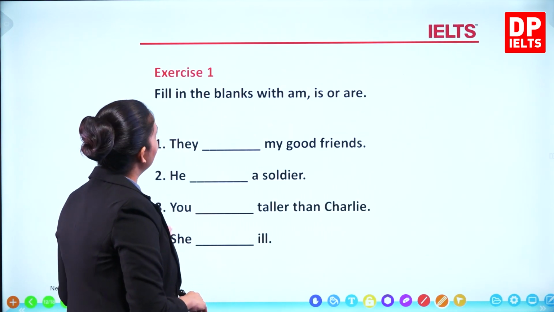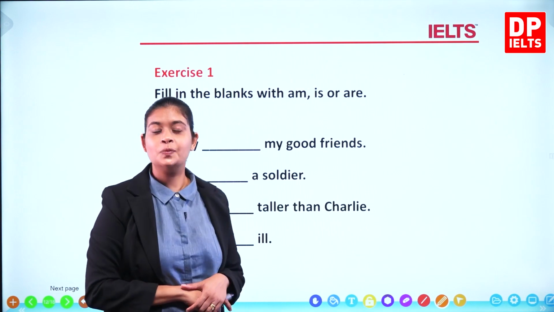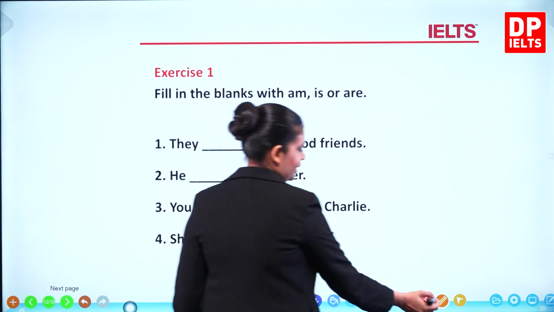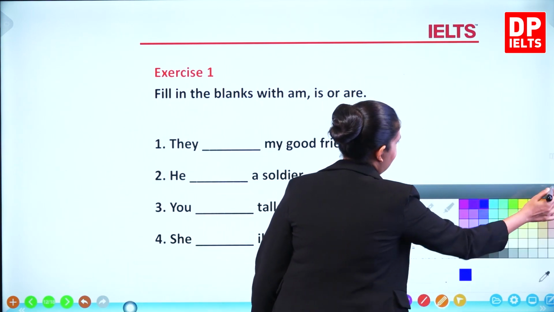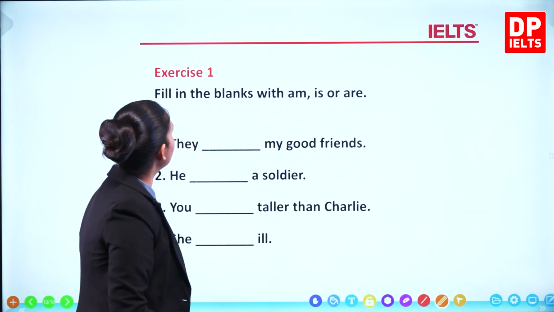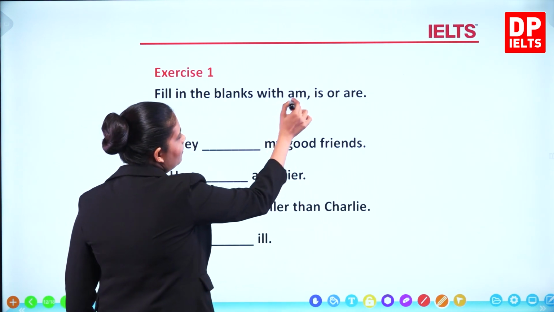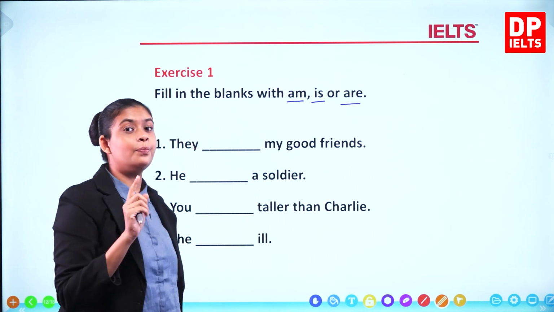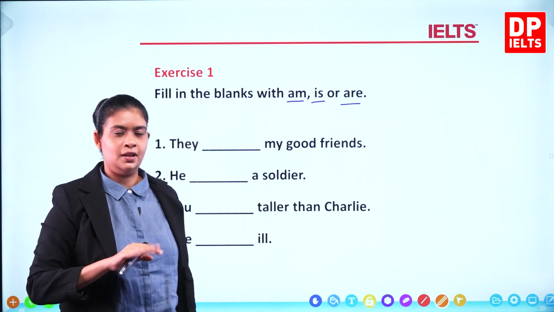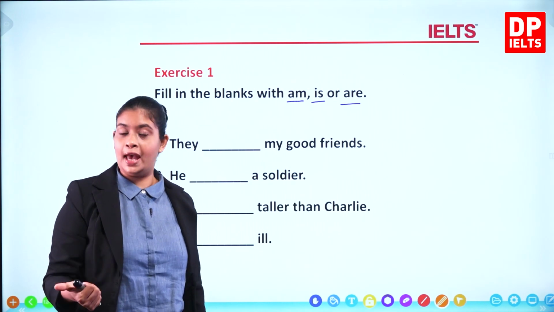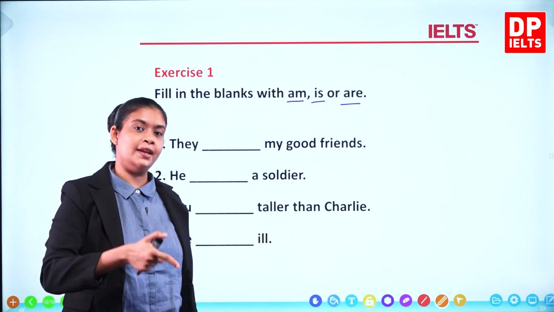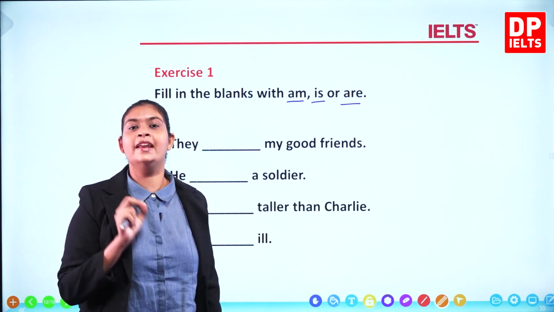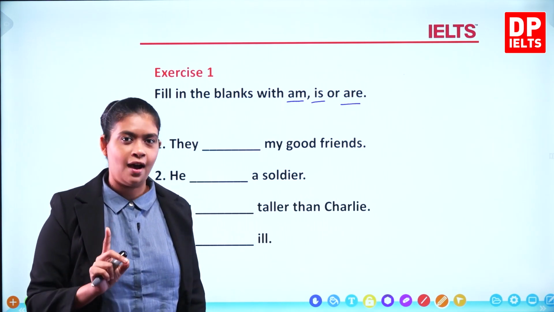Okay. Let us do an exercise to practice what we just learnt. Let me take the blue color so that it's nice and clear for all of you. Fill in the blanks with am, is, or are. So we need to fill it with the appropriate word. If it is I, you can use am. If it is singular, noun or pronoun, we use is. If it is a plural noun or pronoun, we use are.